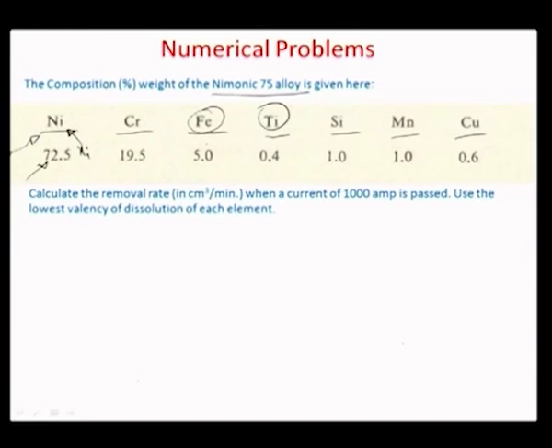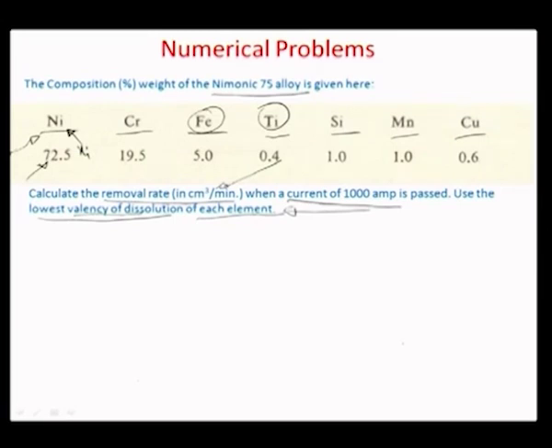So we need to calculate the removal rate in such a complex alloyed system using the theory we have developed just now, and the prediction has to be in centimeter cube per minute, the rate of material removal. The only thing given to us is that a current of 1000 amperes is passed, and we want to use just the lowest valency of dissolution of each element, although actual rates may be different because, as I told you, multiple valence states come out in the dissolution process. So what do we do here?